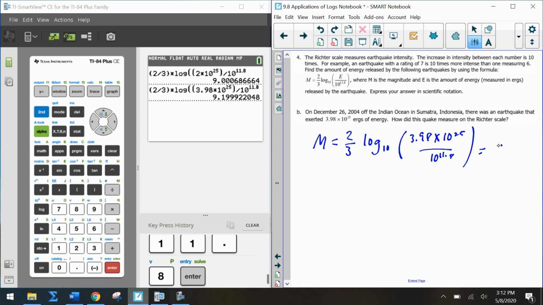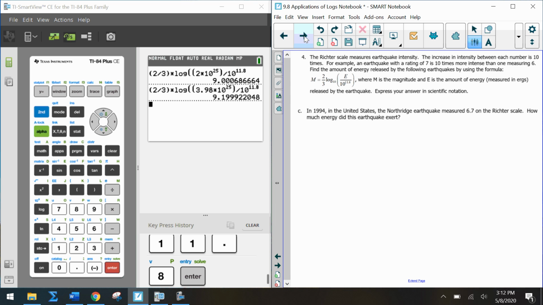And that one measured a 9.19, so probably a 9.2 is what the news would have reported it as. Okay. So these two problems were primarily calculator skills, plugging it in and making sure you know how to use the calculator. And then for this one, the Northridge earthquake in 1994 was 6.7 on the Richter scale.